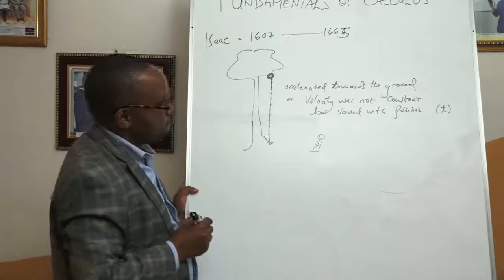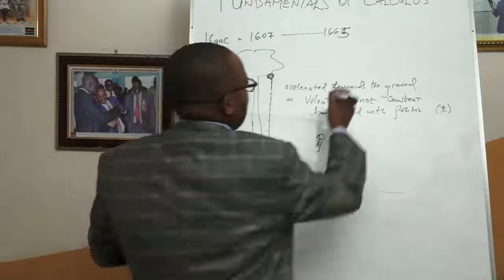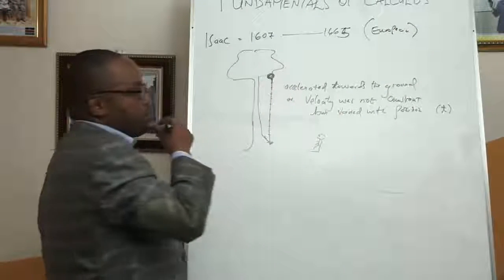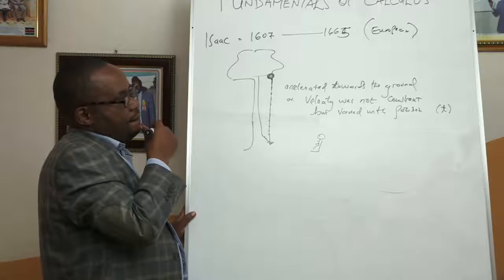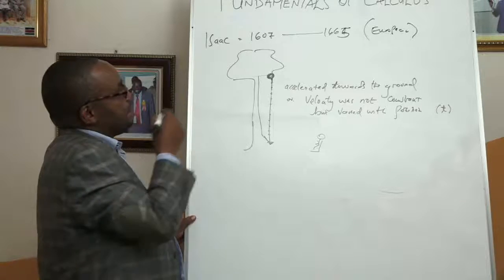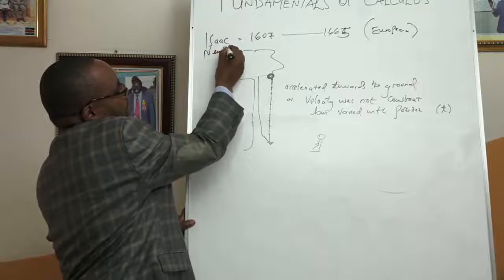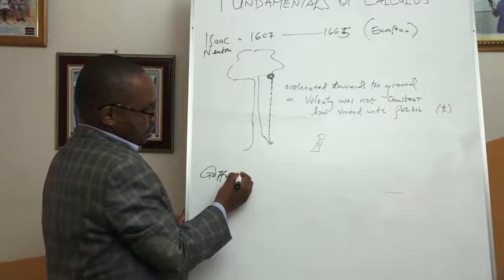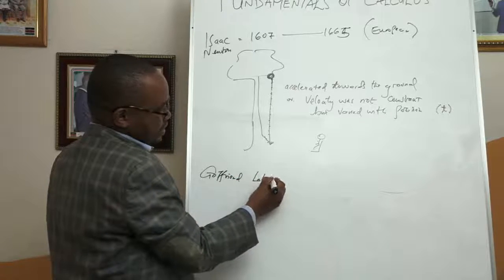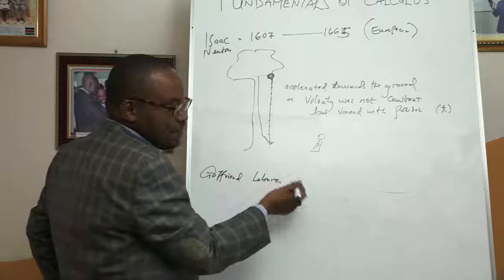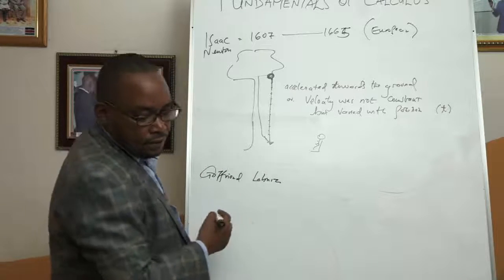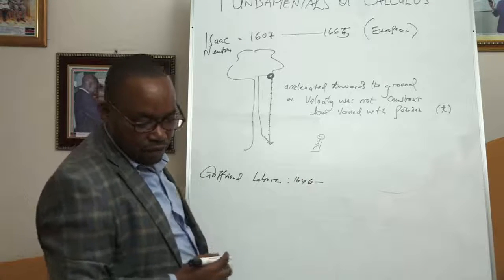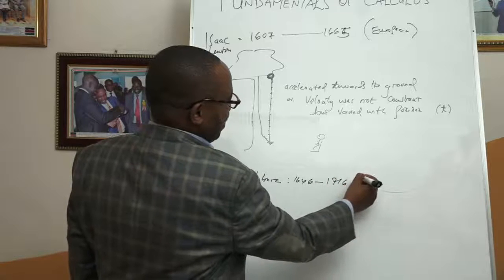At the same time, remember, this was in Europe. At the same time, another gentleman, this is Isaac Newton, and Gottfried Leibniz, almost the same time with this guy, born in 1646 and died in 1716 in Germany.